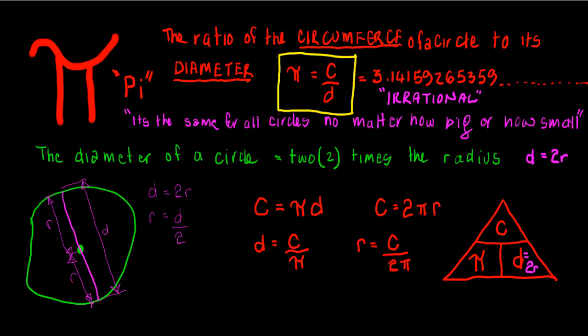Now if we want to find the circumference of the circle, what we do is we put our finger over C in our little diagram here. Put our finger over C, and there you have it.